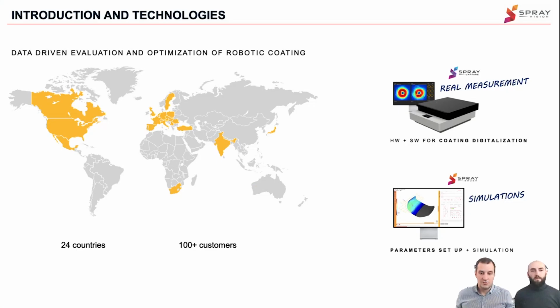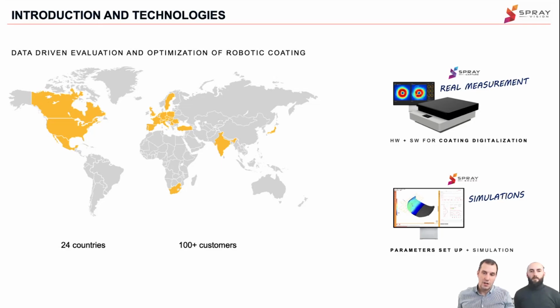SprayVision, established in 2019, has been focused from the beginning on the digitalization of coating processes to deliver better setups, evaluate the coating quality, and control atomizers' output, all through a combination of hardware and software. Our first product is called SprayCapture, and it's a hardware-software combination for real measurement, evaluation, and much more, which my colleague Ondřej will introduce in more detail on the following slides.